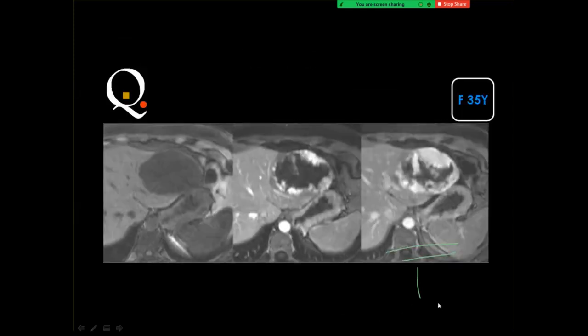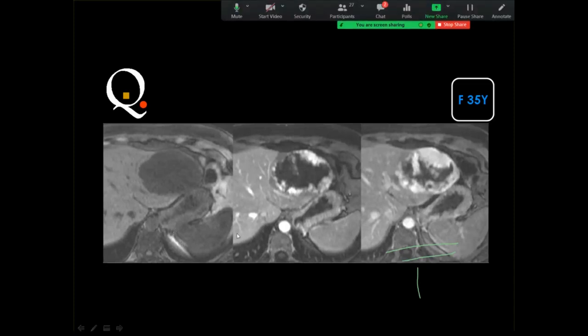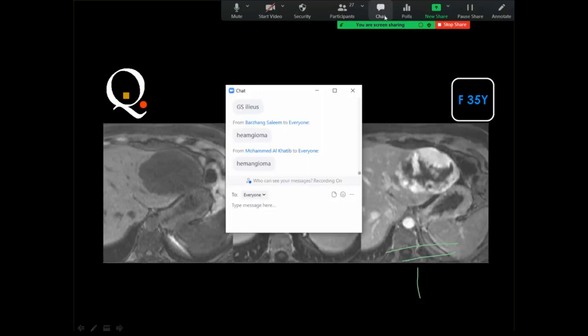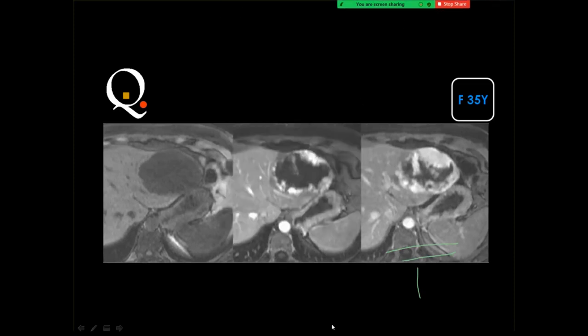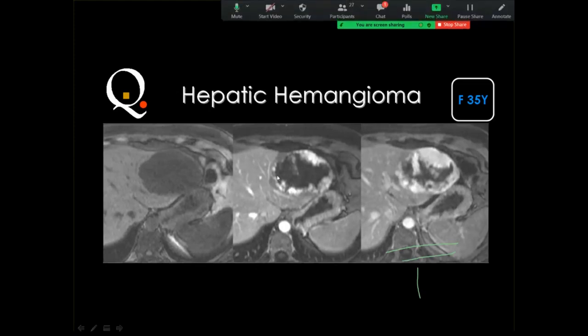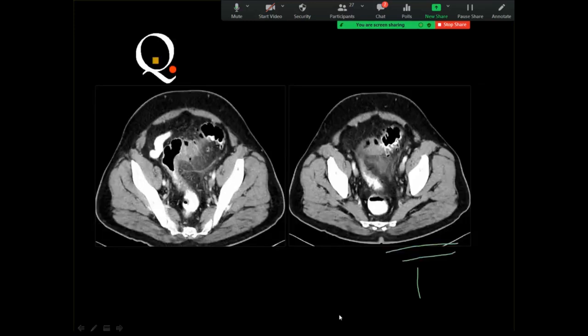The next case is an MRI of the liver before contrast and after contrast with early and late films, and the diagnosis of hemangioma is right. This is a classic appearance of hemangioma showing the peripheral nodular marginal enhancement with progressive fill-in after contrast injection.